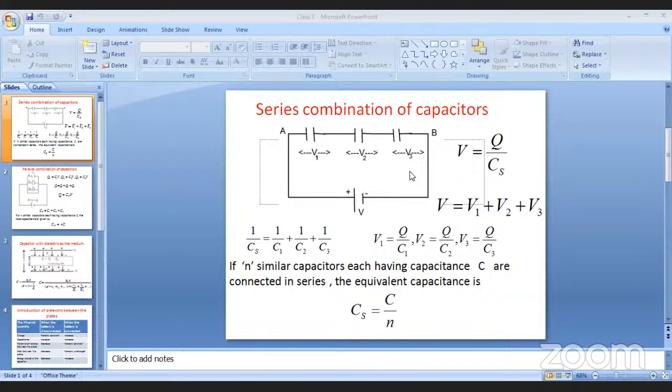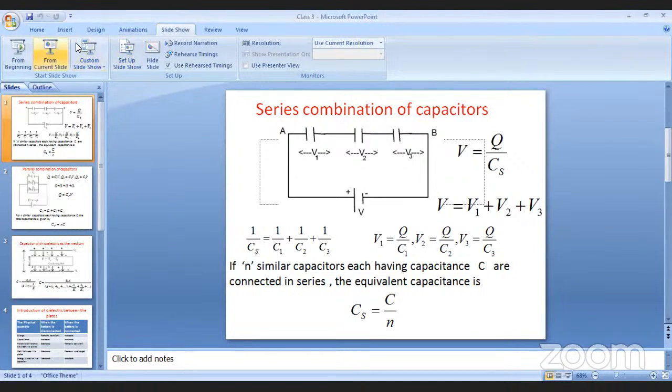Are you able to see the PPT? Students, are you able to see the PPT? Yes, sir. Okay.